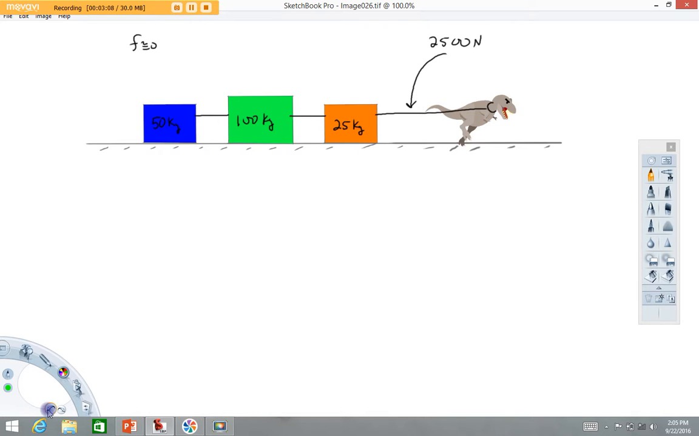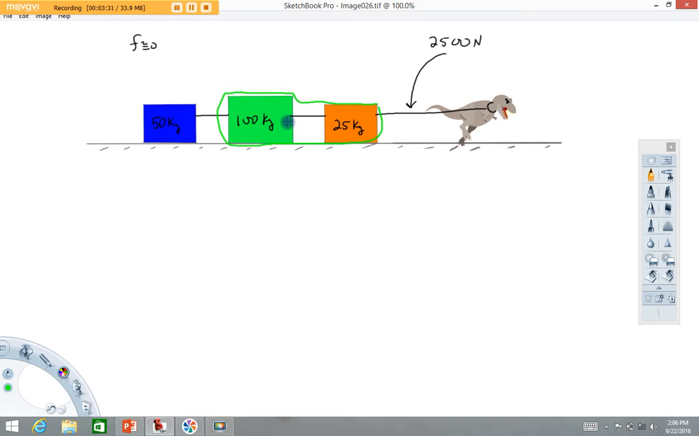Now you don't have to do individuals, we can also do pairs. I could define this as my system. However, that's going to have an unknown tension here and an unknown acceleration. We could define this as our system. That also is going to have an unknown tension here and an unknown acceleration.